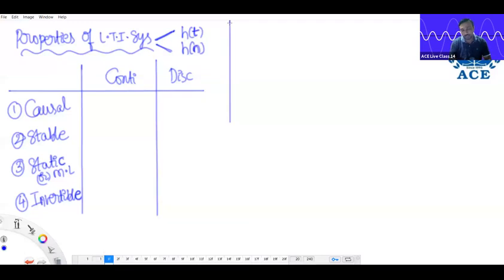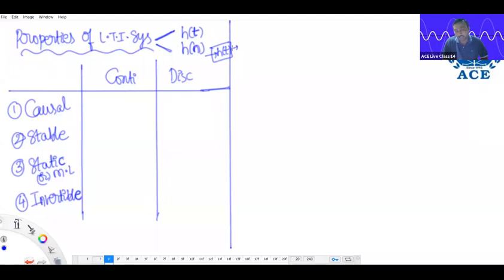What is the difference between the introduction chapter and today's discussion? In the introduction, we related two external signals, input and output. Now we are using the word impulse response, meaning the black box behavior itself. We are checking the internal behavior of the system. So general input-output conditions are different, and LTI system conditions are different. We should not mix them.